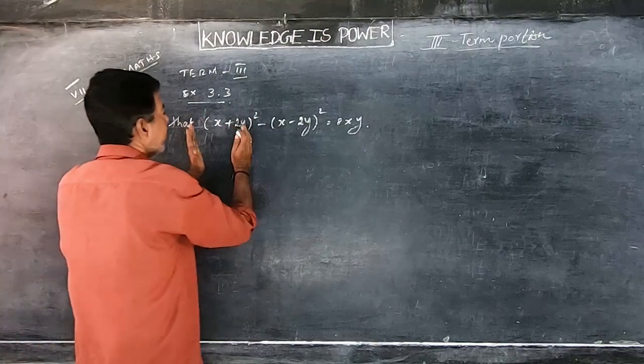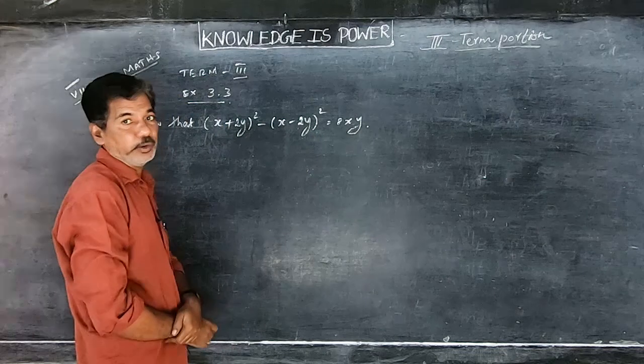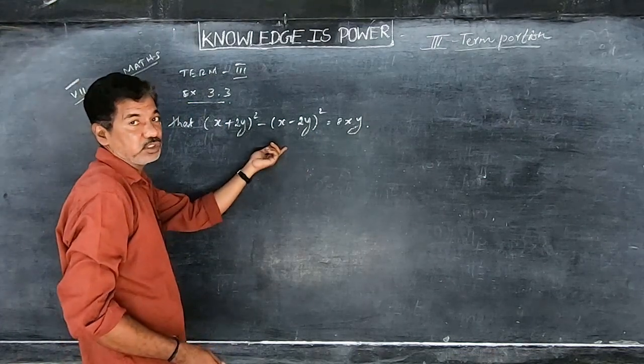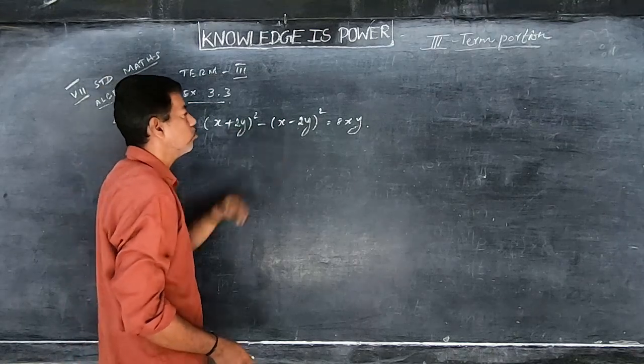So if you want to take this as a square and this as b square, then it will be easy for you. Otherwise you have to expand the formula according to your wish. According to your wish, a plus b whole square minus a minus b whole square.